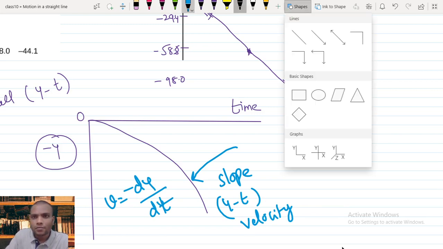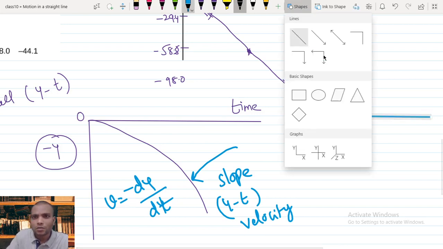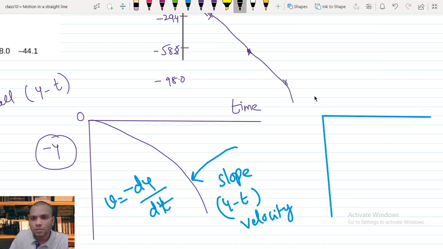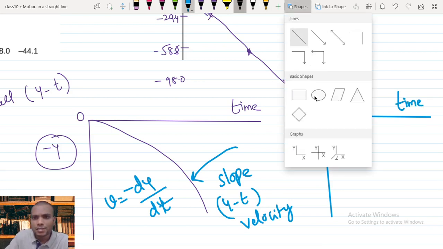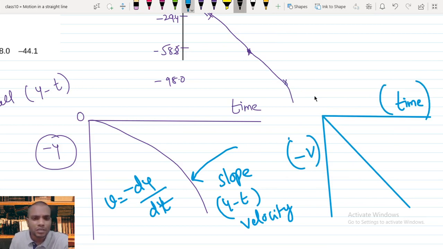So if we plot the velocity versus time graph, it also comes under the negative axis. Now if I take this as negative velocity, and this is time, this curve's slope gives a straight line. So this is the velocity versus time graph for an object falling freely from a certain height.